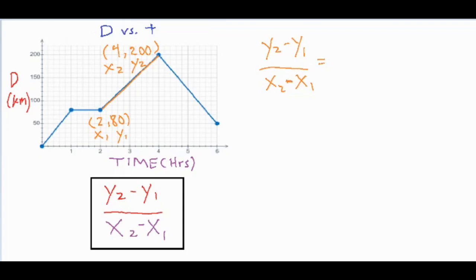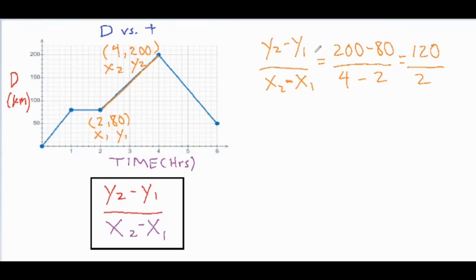Now, since I already labeled them x1 and y1 and x2 and y2, it's going to be pretty difficult to grab the wrong number value. So I'm going to grab y2, which is 200. I'm going to grab y1, which is 80. And then my x2, which is 4. And then my x1, which is 2. And then 200 minus 80 is 120. And then 4 minus 2 is 2.